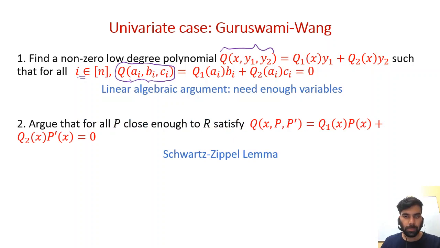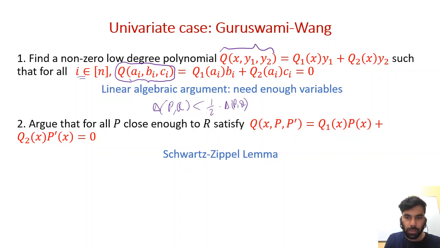The second step is to argue that if P is close enough to r, that is delta(P, r) is tiny, let's say even this, then if I plug in P and P prime instead of y1 and y2, this polynomial is identically 0.